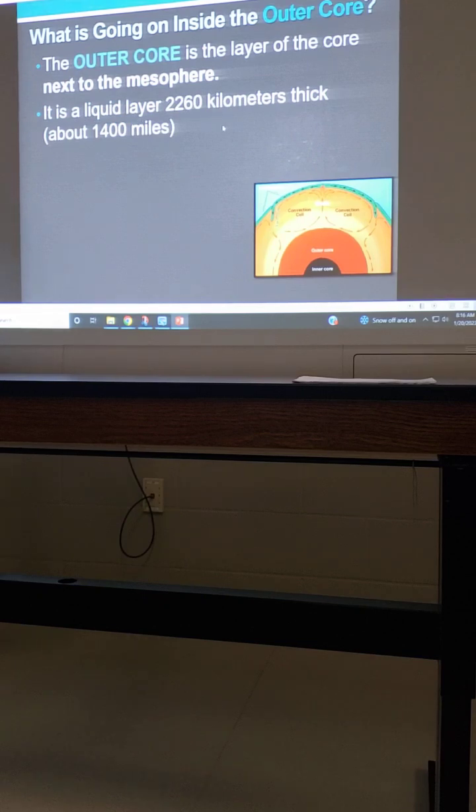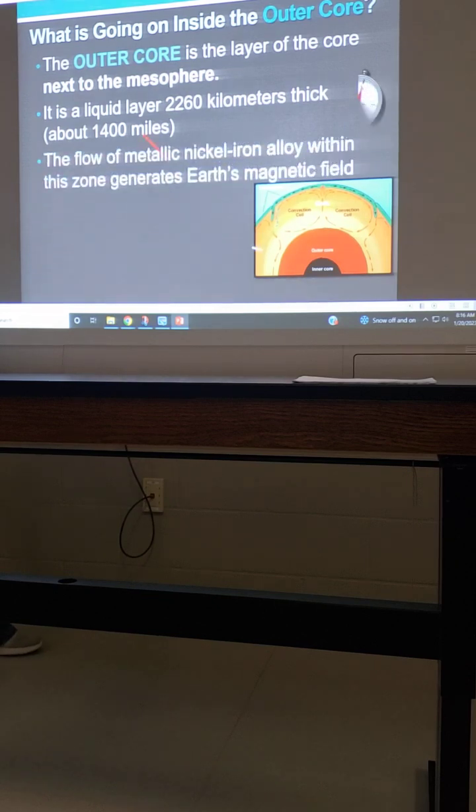It is considered liquid. It's liquid because it's so hot. This is our only true liquid layer. And it's about 1,400 miles thick.